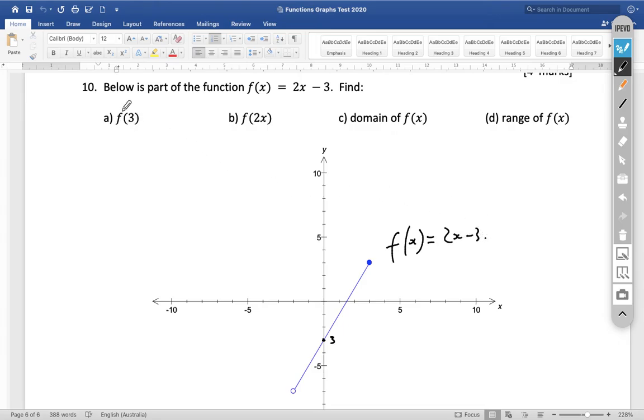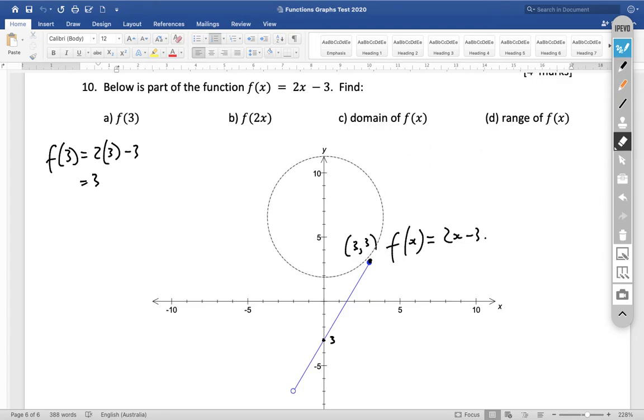Now when they say what is f of 3, really straightforward. Where you see x's, you're putting 3's. So that would be 6 minus 3 is 3, right? On the graph, it's this point here. Okay? Don't need to label it.